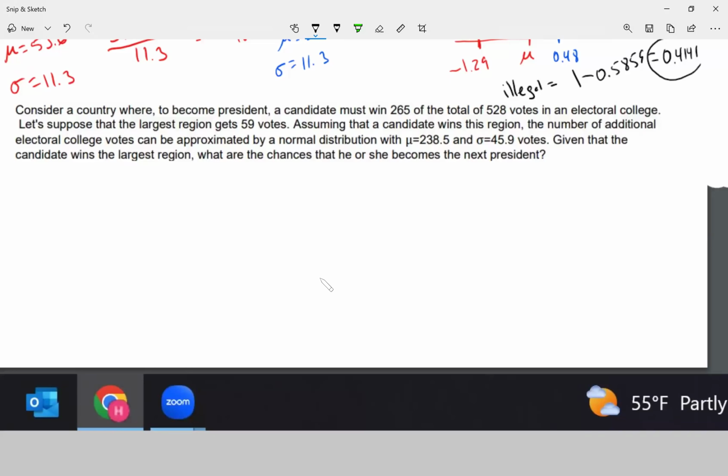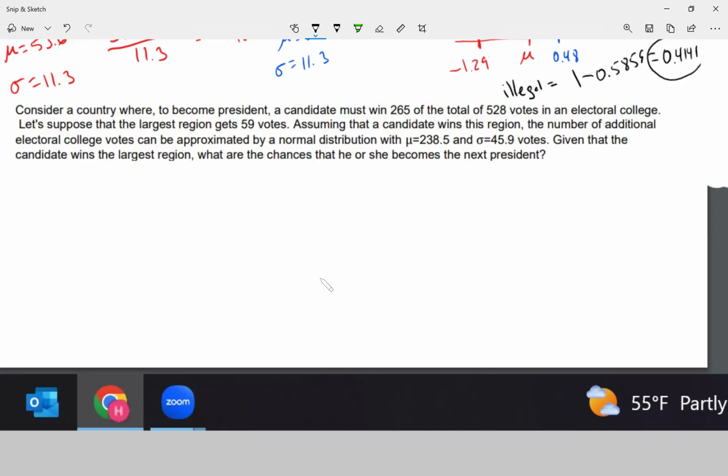Let's suppose that the largest region gets 59 votes. Assuming that a candidate wins this region, the number of additional electoral college votes can be approximated by a normal distribution with the mu to be 238.5 and our sigma to be 45.9 votes. Given that the candidate wins the largest region, what are the chances that he or she becomes the next president?